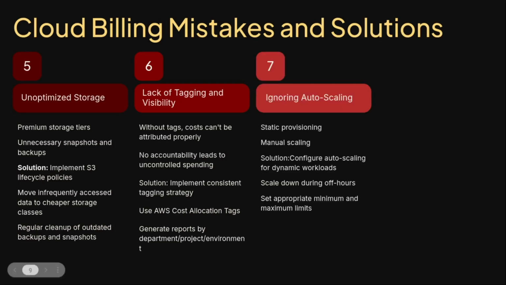Number 7, ignoring auto-scaling. Manual scaling is like trying to adjust your home's temperature by adding or removing heaters. It's very inefficient and frustrating. Configure auto-scaling for dynamic workloads. Schedule scaling actions for predictable patterns. Does your development environment really need to run at full capacity over the weekend? Probably not. A well-configured auto-scaling group can reduce your compute costs by 40 to 70% while maintaining performance during peak times.